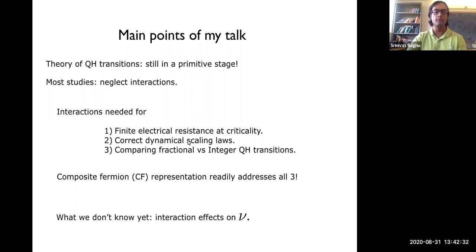We haven't solved the problem. There's still much to be done. For instance, what we don't know yet is how interactions will affect the localization length exponent nu, but nonetheless, we can make statements on all three of these issues, okay? Which are much more difficult to address when you work in electron coordinates.